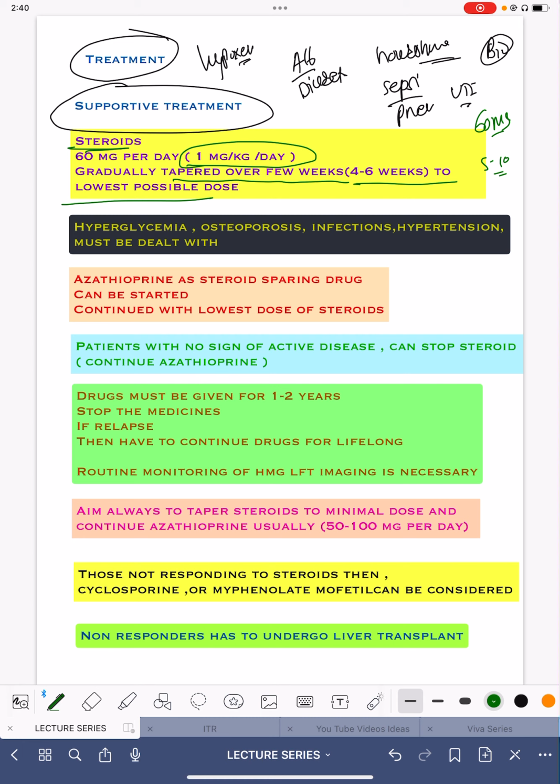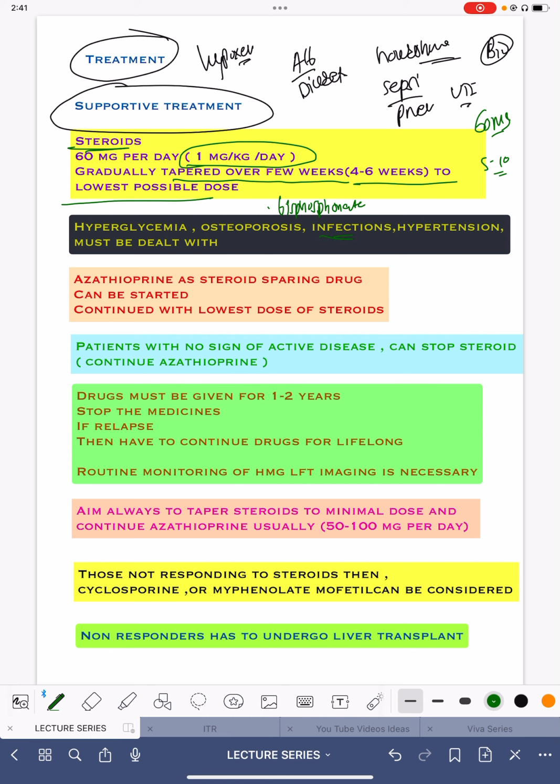Now, the problems with steroids are hyperglycemia and increased BSL. That has to be treated with insulin most of the time, and physical exercise. Osteoporosis is very commonly seen with steroids, so supplementation of calcium, vitamin D, and bisphosphonate has to be given if necessary to tackle the osteoporosis problem.